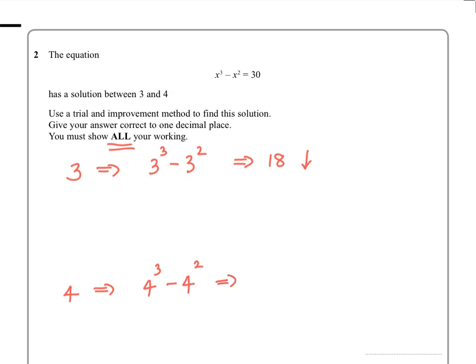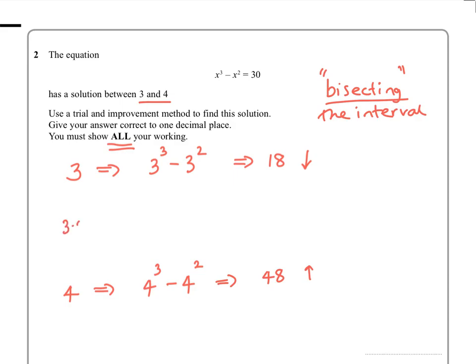That's going to give us 64 minus 16, which is 48, which is too high. Now, what I would suggest is, if there's a solution between 3 and 4, I would go halfway. It's called bisecting the interval. The interval being between 3 and 4, and this term bisecting comes up at higher level maths at A level. So there's no harm in using this idea of just going for the halfway measure first.